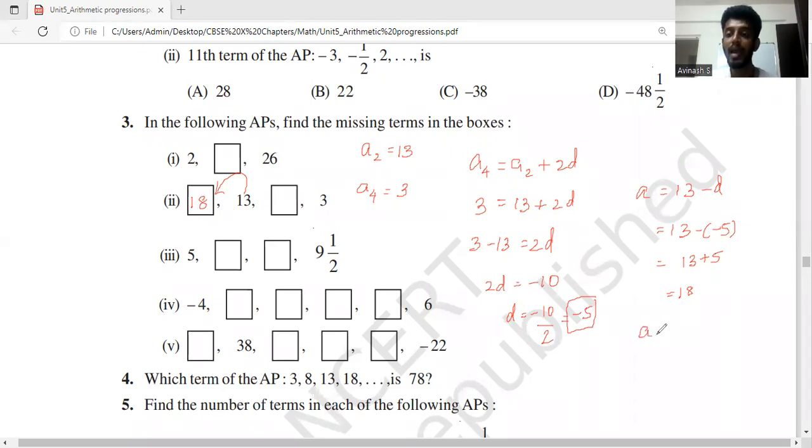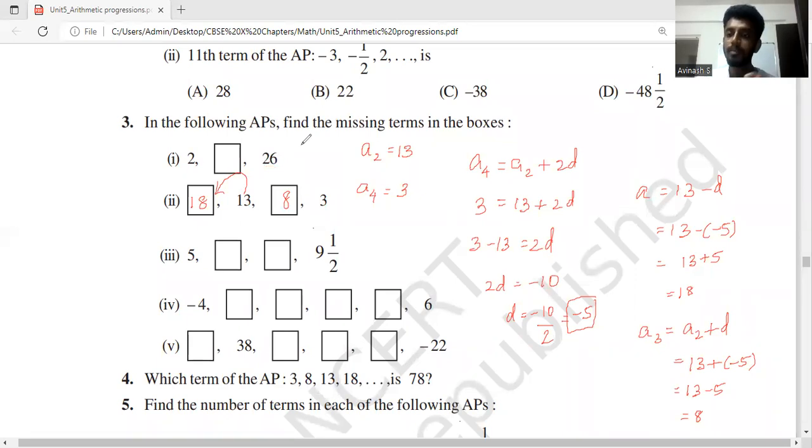And if we add the common difference to the second term, then we get the third term. So the second term is 13 and we add the common difference, which is minus 5. Though we are adding, this is getting subtracted. So 13 minus 5 will be 8. So the third term will be 8. And this is how we do this. Another alternative method to find the value of d, after you find the value of d, it is the same. Once you get the value of d, you just get the previous term by subtracting d and get the next term by adding d.